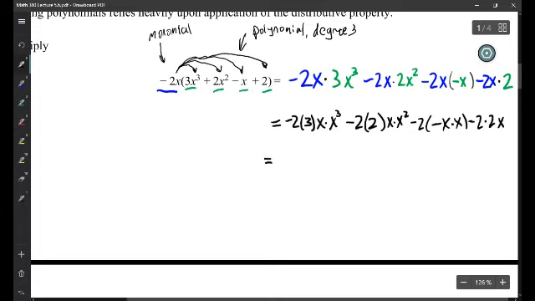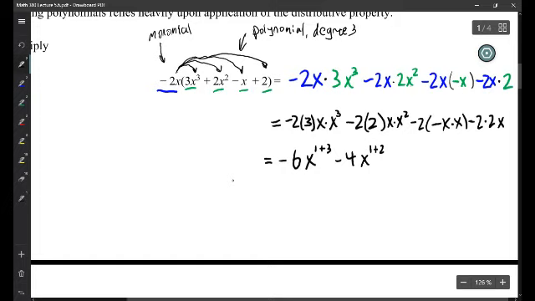And then negative 2 times 3 is negative 6. And x times x cubed, no exponent visible, so it's a 1. Then plus the other exponent, 3. Negative 2 times 2, negative 4. This is x to the first times x squared, so x to the 1 plus 2. Here we have negative 2 times negative x squared.